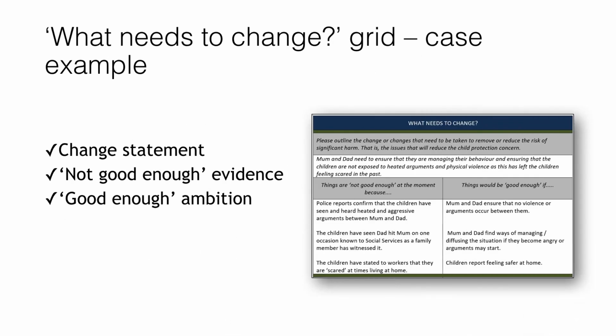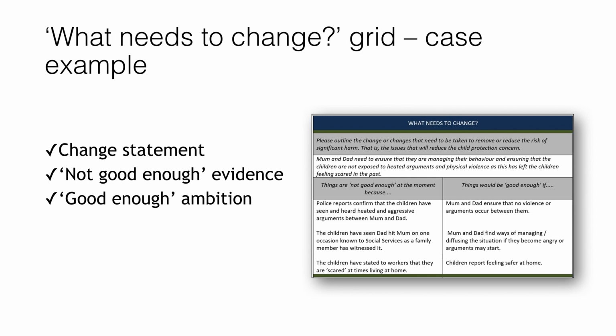The what needs to change grid brings these elements together. A statement about what needs to change, evidence why care is not good enough for that area of change, and a statement of how care would be if it was good enough. In many cases, there will be more than one change statement and evidence of not good enough and good enough against each of these.